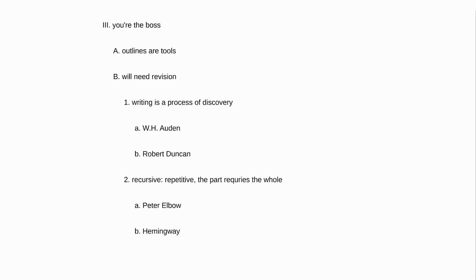As you do revise, though, updating your outline is a good way to make sure that your essay is following a clear path towards your goals.